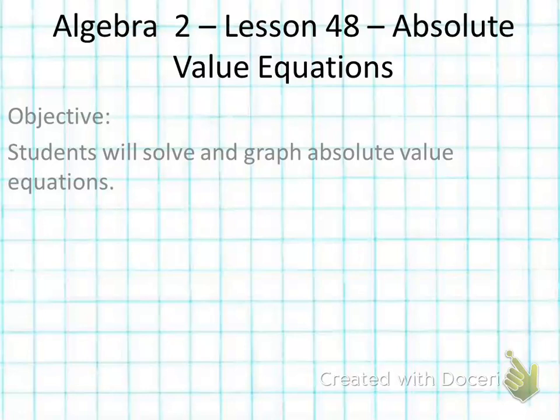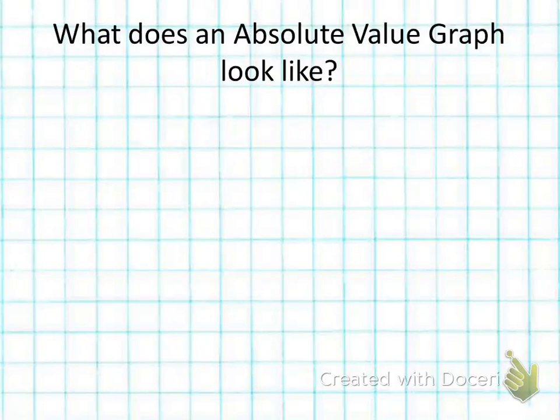So this is Algebra 2, lesson 48, absolute value equations. We've learned so far how to graph lines, and today we're talking about absolute value graphs. That's our objective for today, how to graph that. So what does an absolute value graph look like?